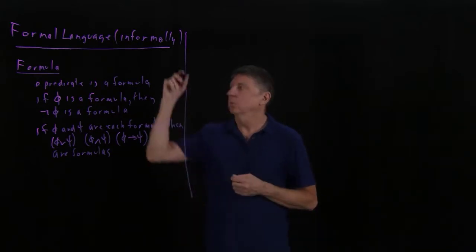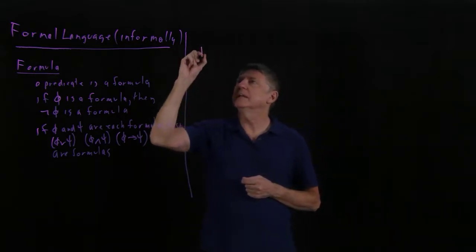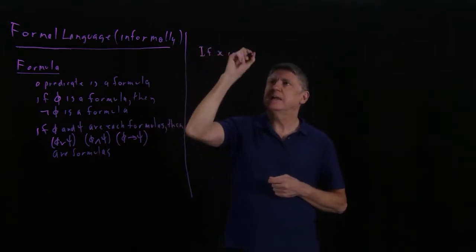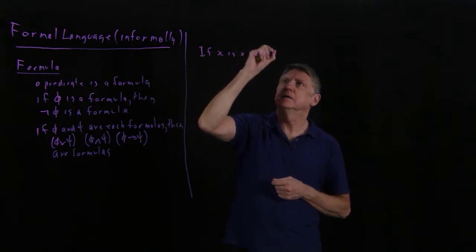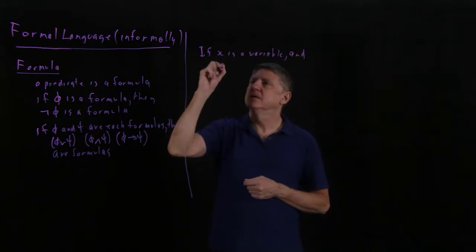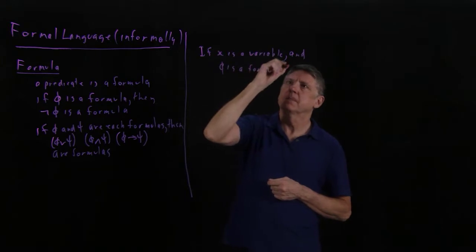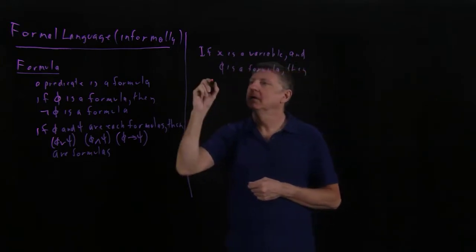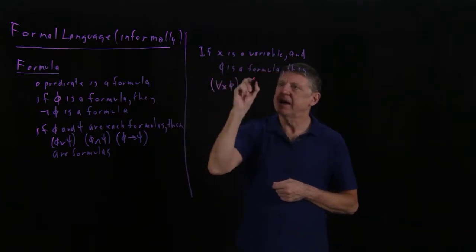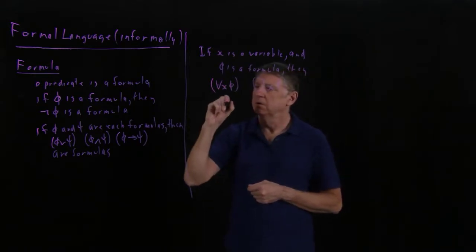So now we also have to have quantifiers. So what we can say is that if x is a variable and phi is a formula, then we would say that for all x phi and there exists x phi are formulas.